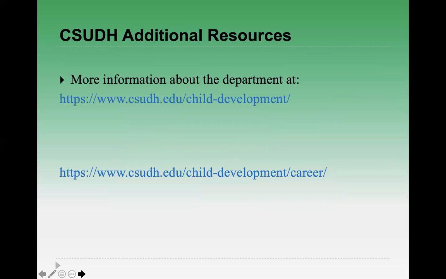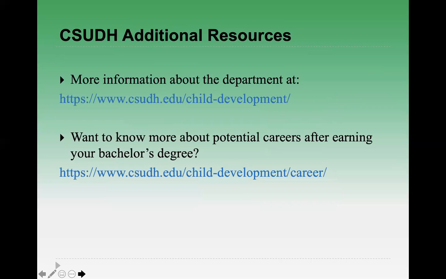For more information about the department, you can access the resources here at the link provided. They also have an overview of potential careers that you could earn after earning their bachelor's degree. But I would say this is possible for anyone who's going into the child development field.